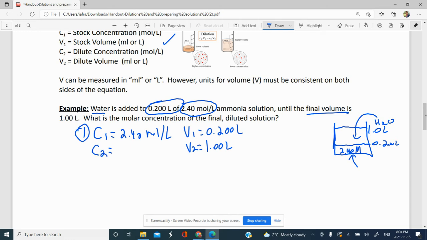Before we even go ahead and solve this, I want you to think about whether it should be higher or lower than the initial. Since you're adding water, you're diluting it, it's becoming less concentrated. So the number should be smaller than C1. Let's see how we can figure that out using our little formula.